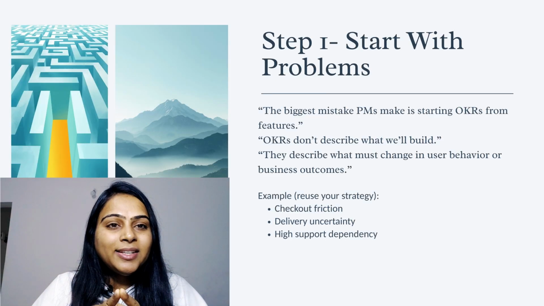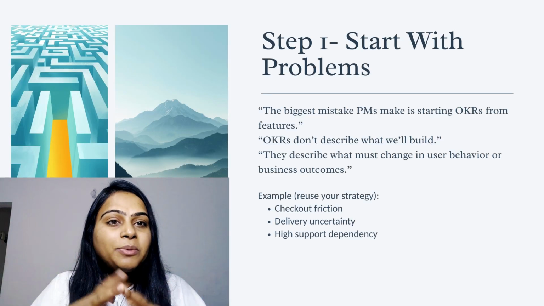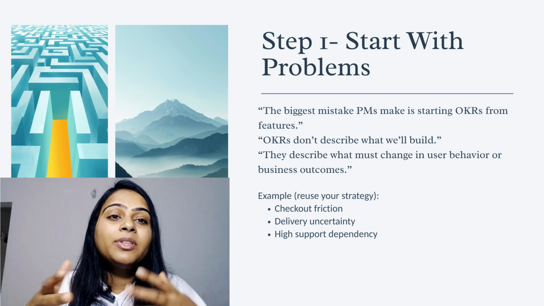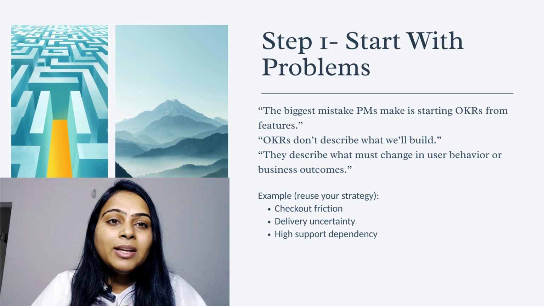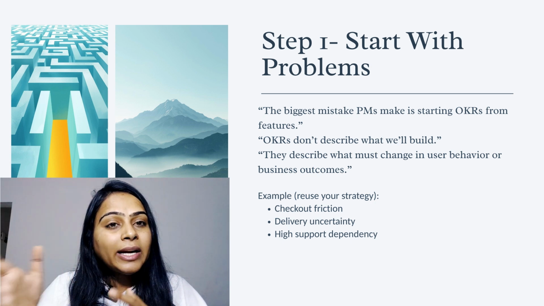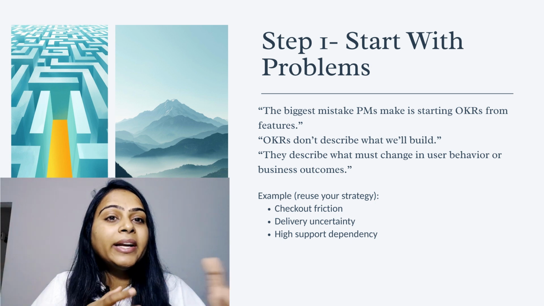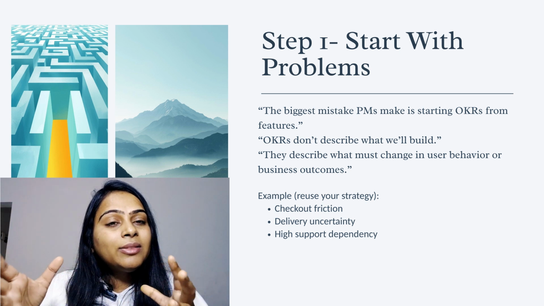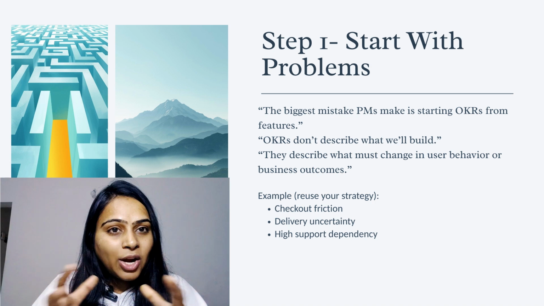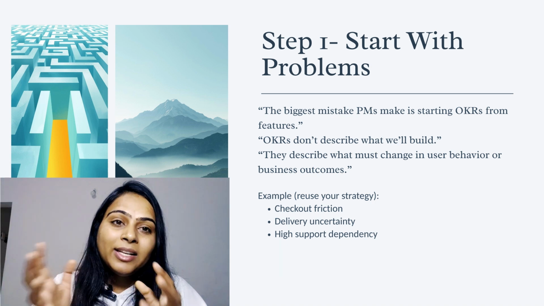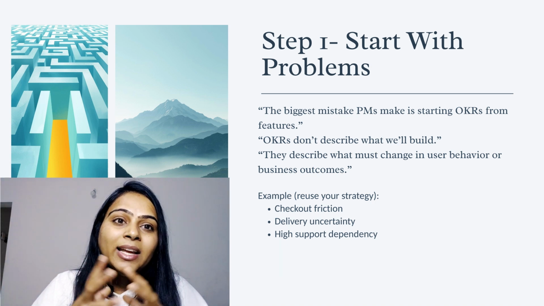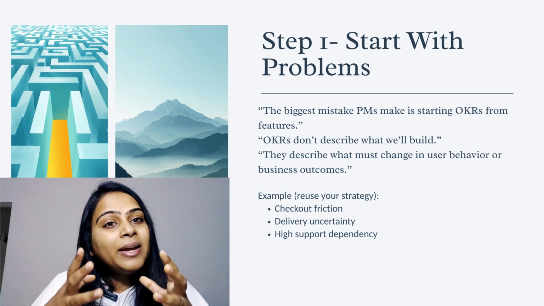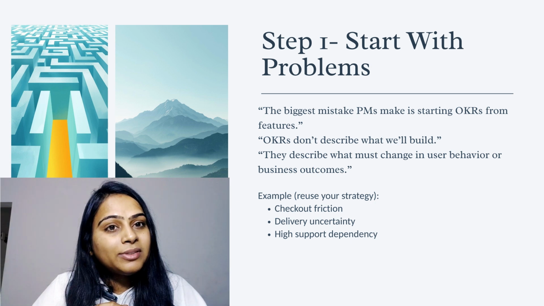Step 1. Start from the strategic problem. OKRs don't start with the feature. They start with the strategic problem we already identified. In our case, these problems were checkout friction, delivery uncertainty, and high dependency on support.